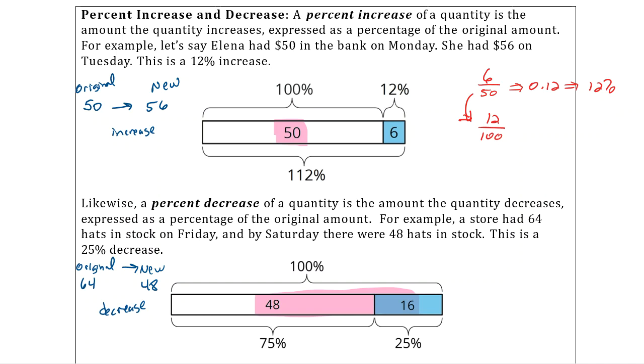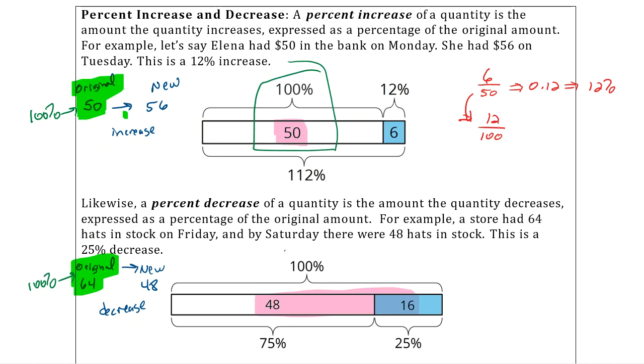So what you want to focus on is whether it's an increase or decrease. If it's an increase, the original amount is smaller. If it's a decrease, the original amount is bigger. And identifying this original amount is going to be super important because it represents 100%. So notice here the 100% is the 50, and notice here the 100% is the 64. And that's really, really important to identify when you're working with percents and calculating percent increase and decrease.